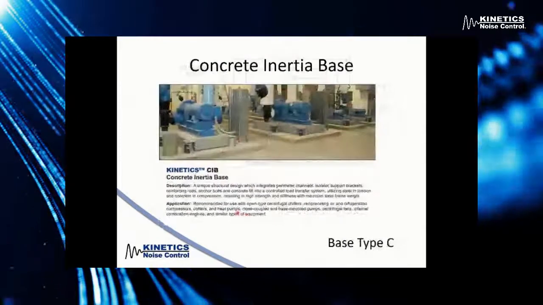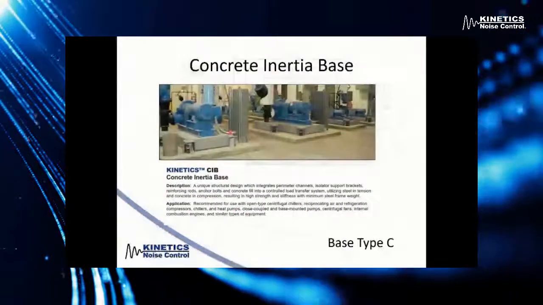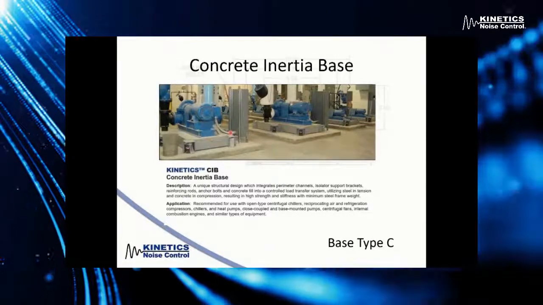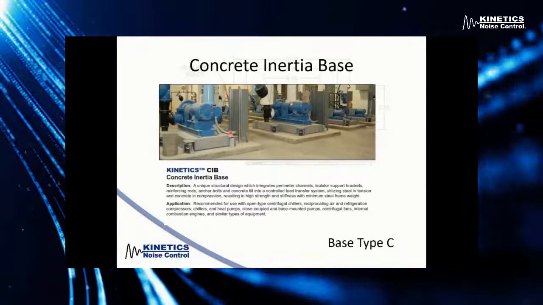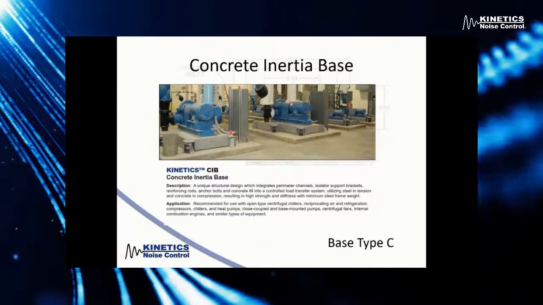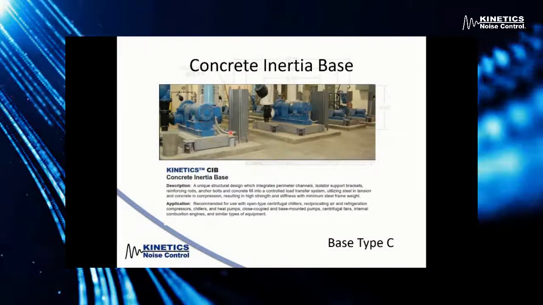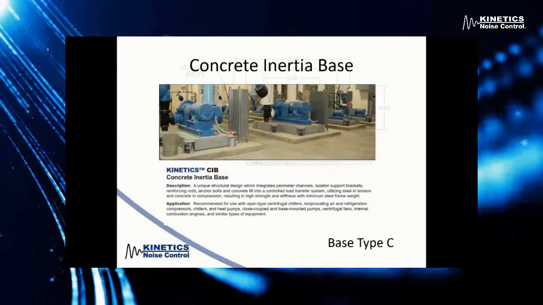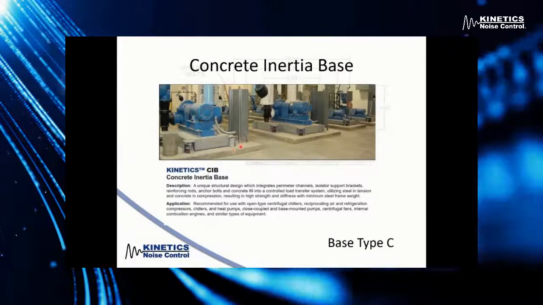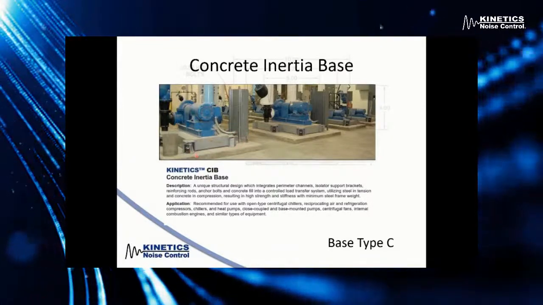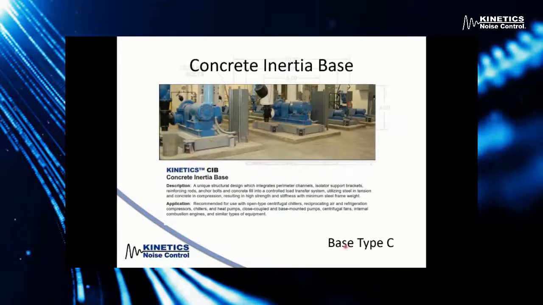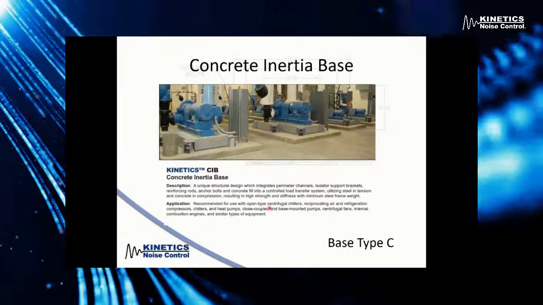A base type C, many of you have probably seen before. This is a concrete inertia base, typically called a CIB. Essentially, we're adding an inertia mass to the bottom of the pump or fan so that when that equipment kicks on, it doesn't try to jump out of shape or move. The mass underneath it is going to keep it from moving around. We then put springs under that concrete inertia base to isolate into the structure itself. So that's a base type C.